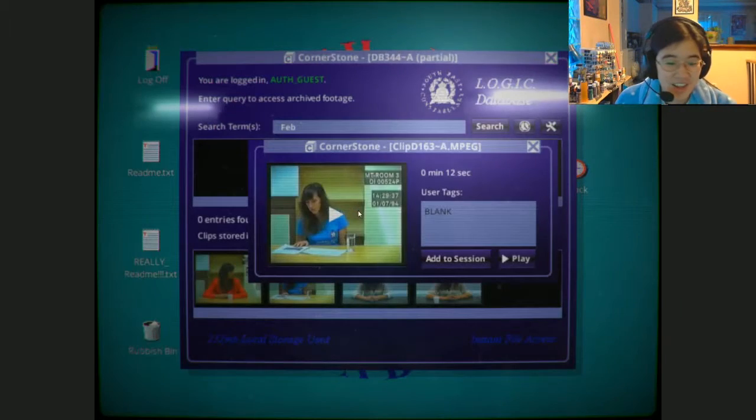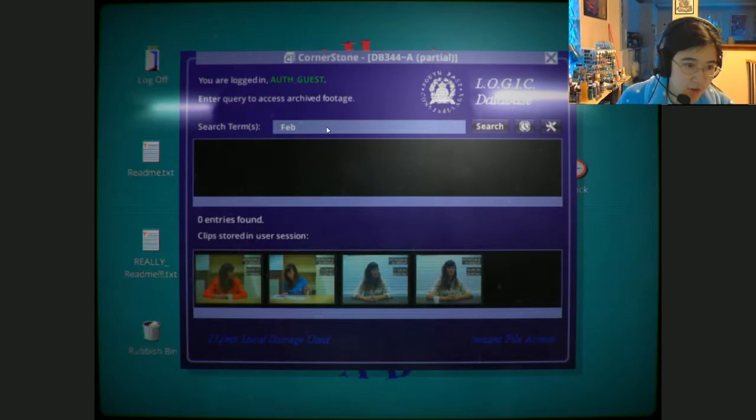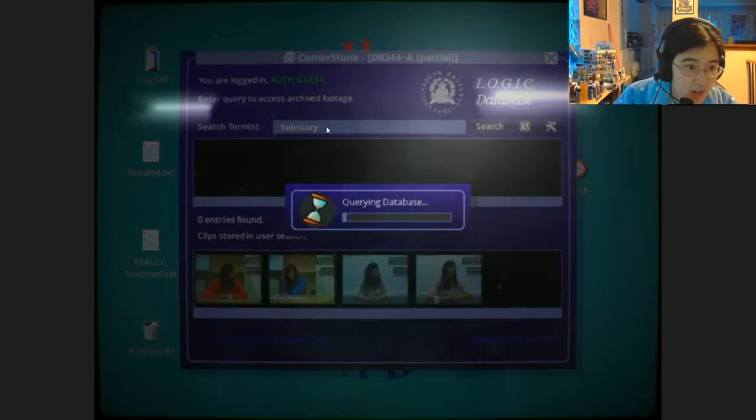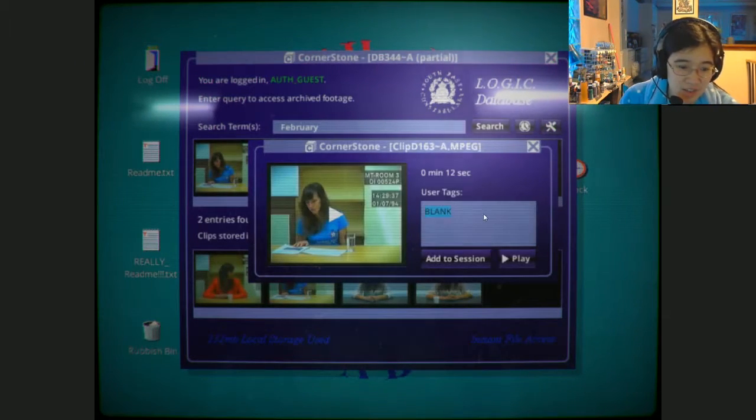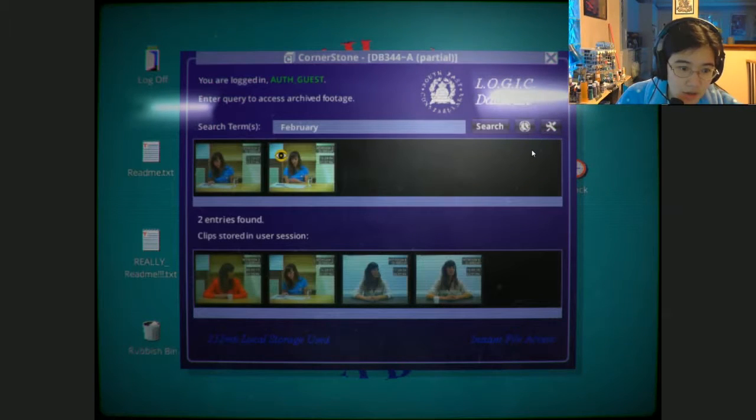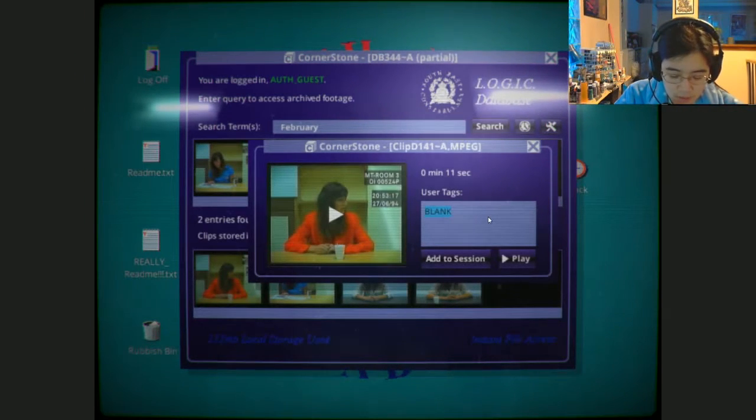Alright, I spelled February wrong, because I am a dummy. Alright, so February. Okay, we got two clips of February. It's the one we just looked at. So I'm going to start putting some user tags so I don't get confused. So, you, picture of accused taken in Feb. Alright. Being told crime was a murder.